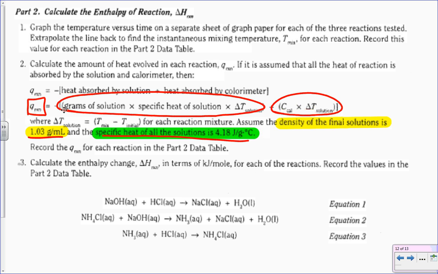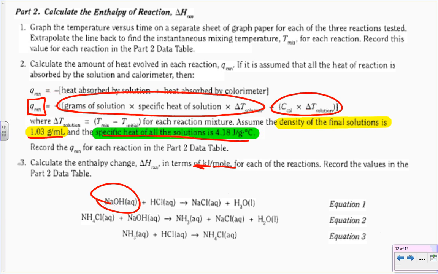And then in the last one, in number 3, remember if you calculate the moles of NaOH or HCl or NH, notice they're all 1 to 1 to 1 to 1 stoichiometry. So if we calculate the moles of any of these, that would give us the amount of moles that we had. So we're going to take our answer in number 2, convert it to kilojoules, find out how many moles we've got, and divide, and we get energy in kilojoules per mole for our reaction.